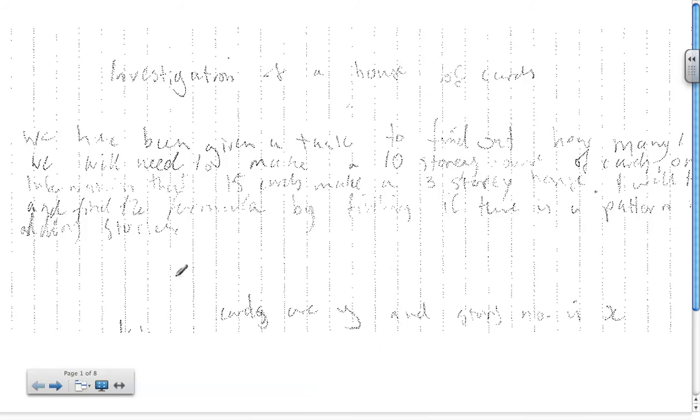Then it also says cards are Y and story number is X. Now this is good. We should always define our variables. However, what we would also like to see is just a quick sentence about which one is the dependent and which one is the independent variable and why.